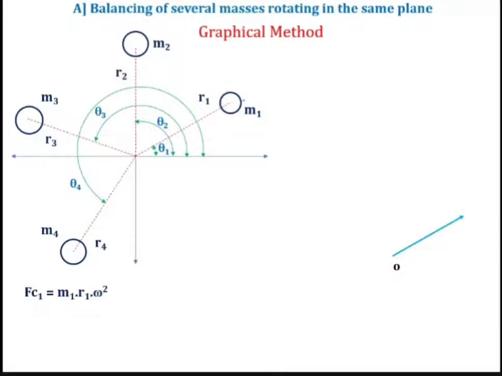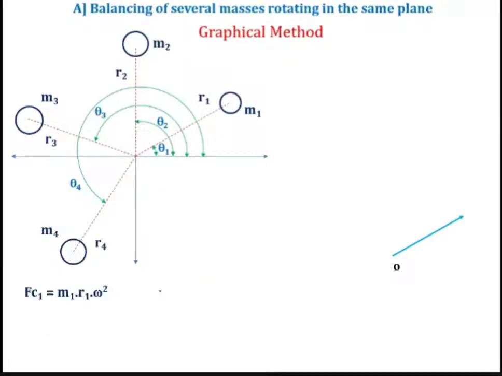What is Fc1? Fc1 is nothing but the centrifugal force exerted by this mass m1 from the center of gravity of this mass. And Fc1 is m1 r1 omega square. So you calculate it, then you take some scale. For example, let us say I am taking 1 mm equal to 1 kg meter, because this centrifugal force will be in kg meter. You can take any scale depending upon your choice.